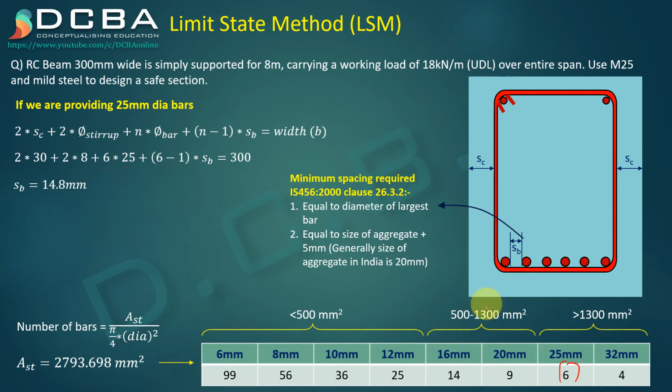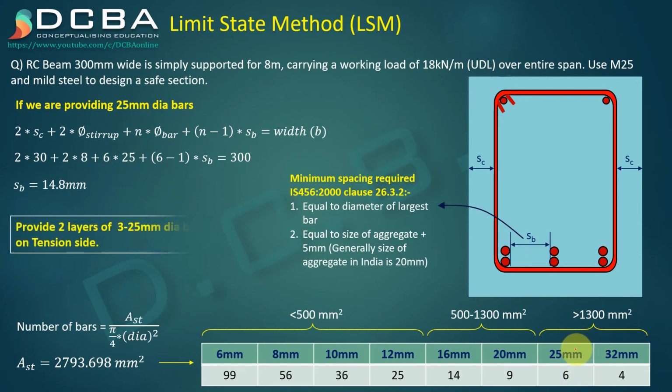So what to do in that case? In that case, we provide them in 2 layers. Simple. So 1, 2, 3, 4, 5, 6. Now the SB has increased, correct? So this is what you do. If you cannot provide them in 1 layer, you provide them in 2 layers.